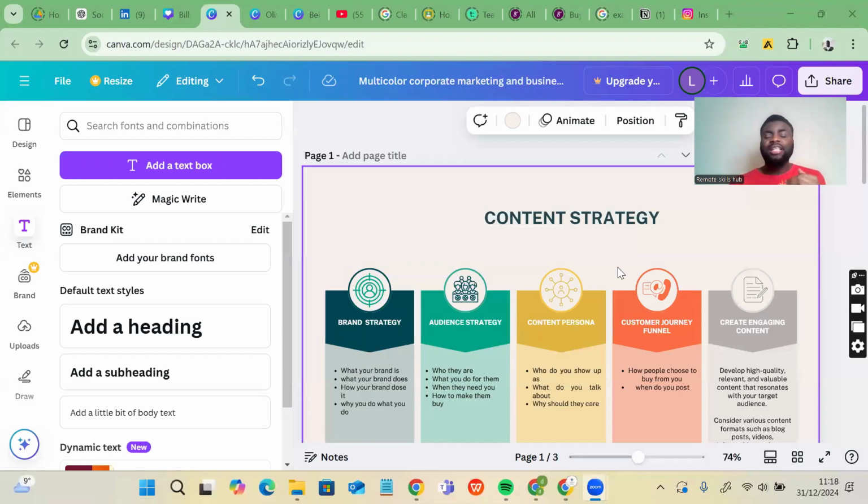Create content that will attract clients to hire you in 2025. Content that will give you visibility and content that will show that you're a master in your niche.